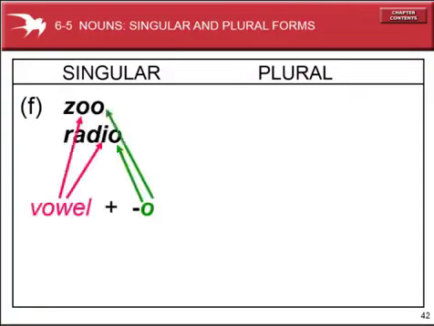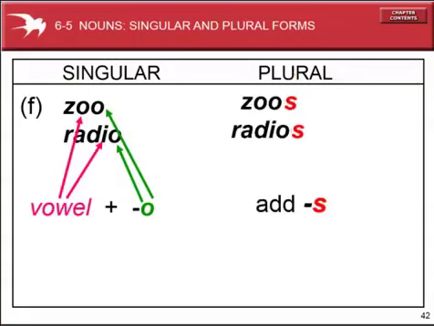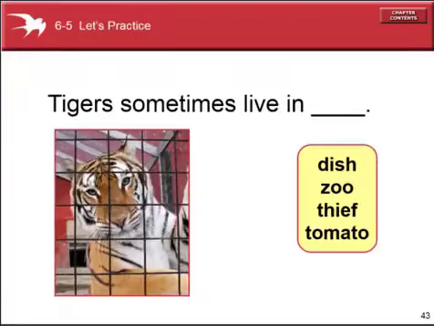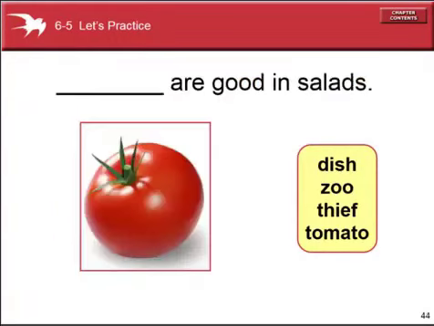If the word ends with O, and before that there is a vowel, we'll have to add the S to make the plural, like zoo and radio. So now let's practice. Tigers sometimes live in zoos. Tomatoes. We'll have to use ES to make the plural because the word ends with O, and before that there is a consonant.